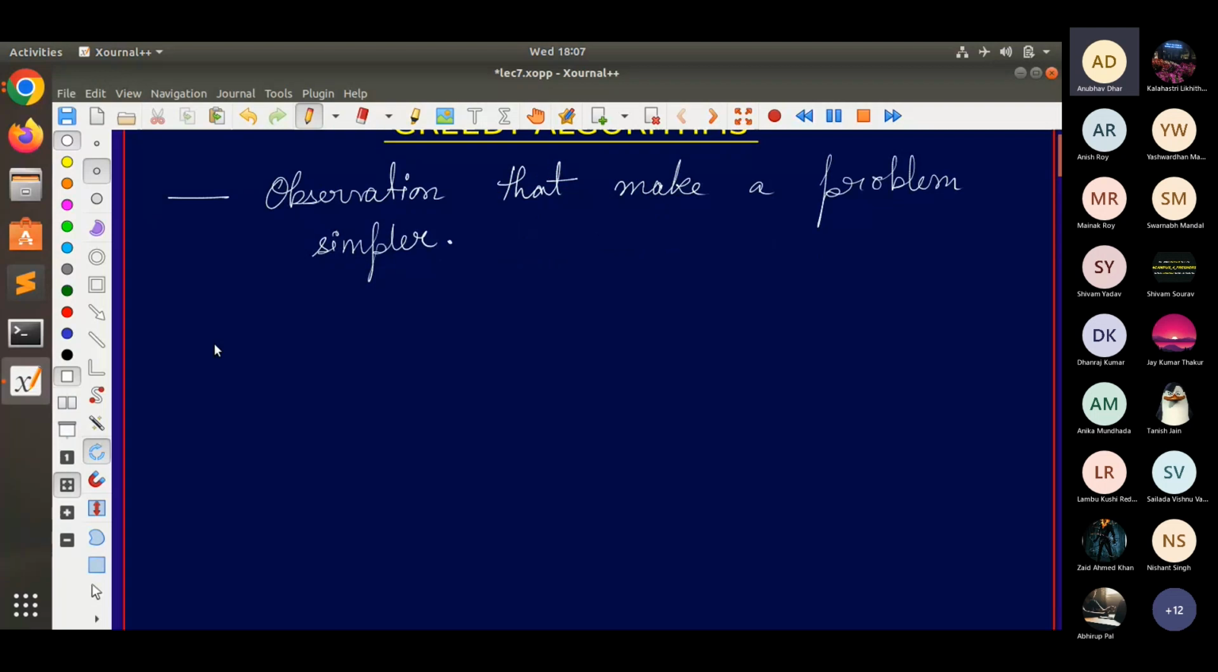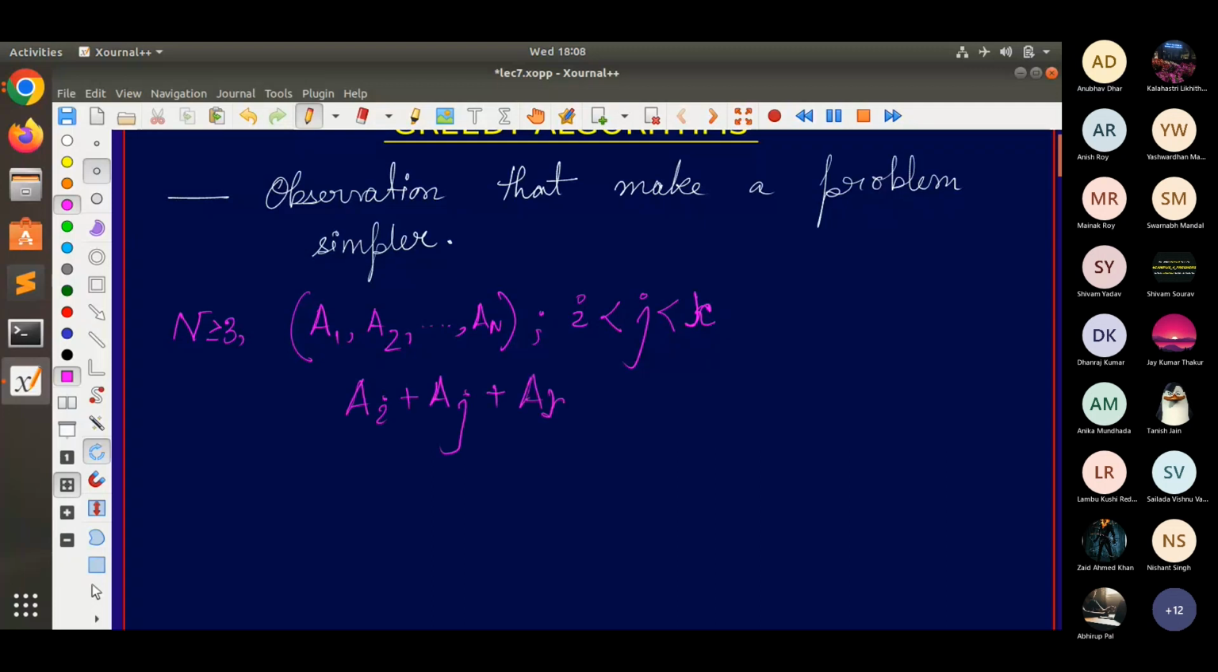So I'll just explain with a very easy example. Let's say you have n numbers, A1, A2, ..., AN, and you want to pick three indices I, J, and K, such that I is less than J is less than K. So N has to be greater than or equal to 3, I guess. Such that AI plus AJ plus AK is minimum. So this is a very easy problem.